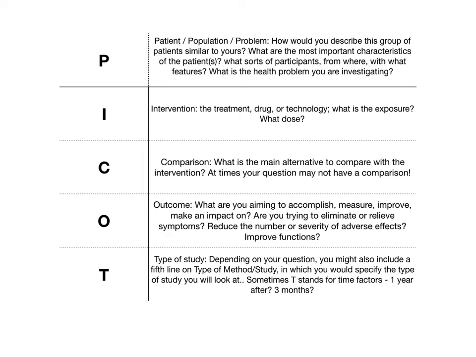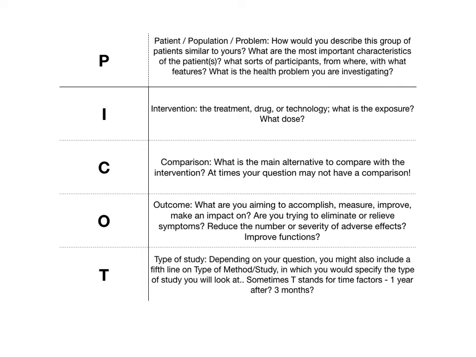So for the patient, population, and problem, you need to ask yourself a few questions, such as, how would you describe this group of patients? What are the most important characteristics of these patients? From where do they come? And what are their main characteristics? Also, what is the health problem that you are investigating?